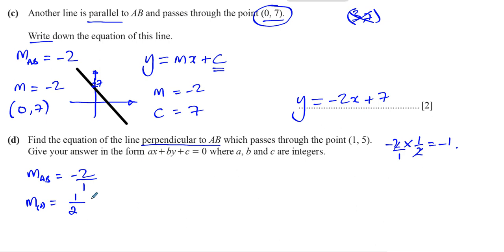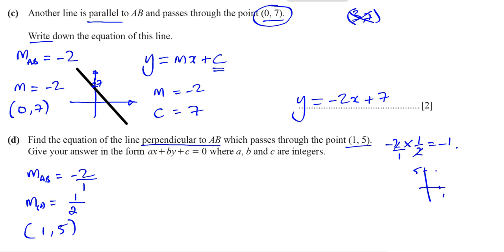So this is the gradient of the line that we need, and they've told us that it passes through the point (1,5). Now this time, I can't just use the 5 as my y-intercept because this point is not on the y-axis. (1,5) is somewhere over here, somewhere up here. It's not on the y-axis. So the gradient of this line is going to be a half, so it's going to look something like this.